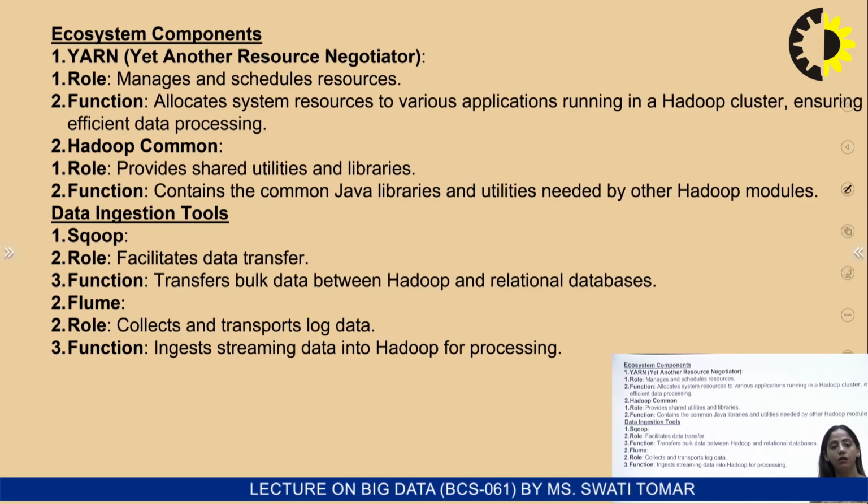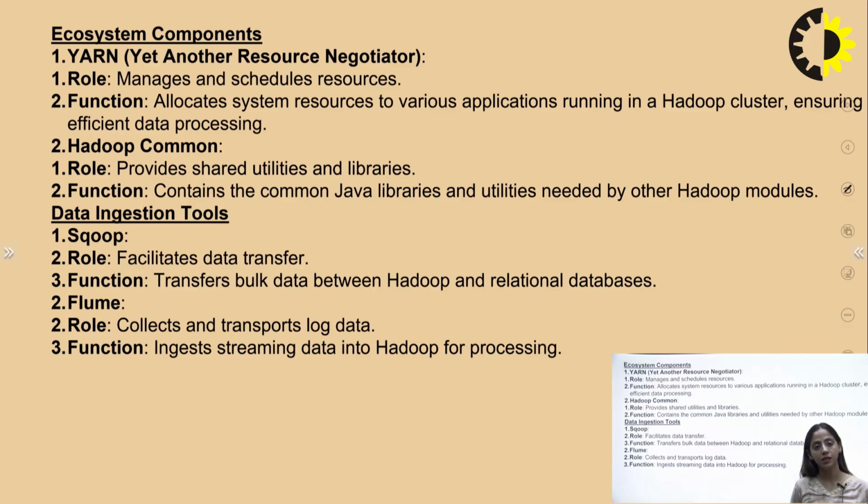YARN, shortly known for Yet Another Resource Negotiator. The role of YARN is to manage and schedule resources. The function of YARN is to allocate system resources to various applications running in a Hadoop cluster, ensuring efficient data processing. Now, Hadoop Common.